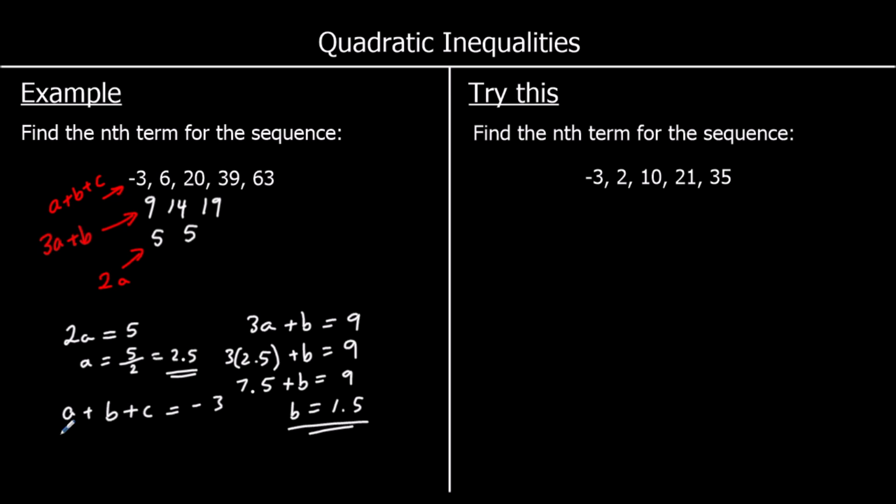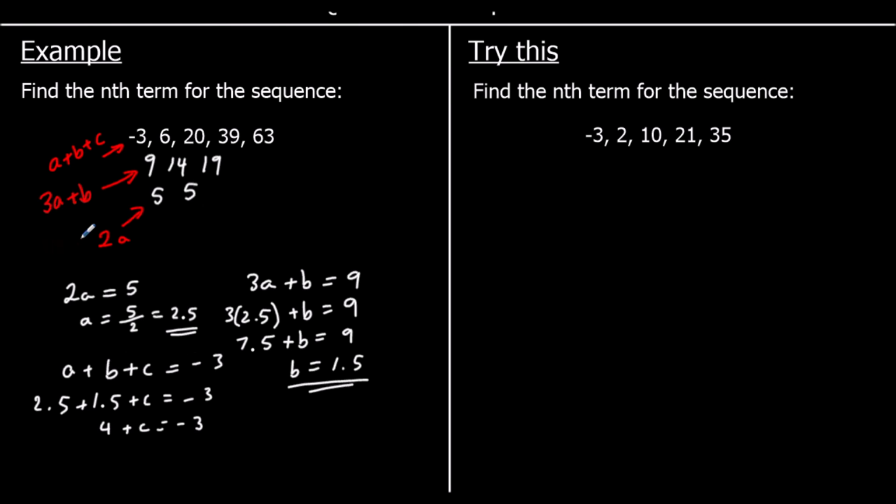A is 2.5. B is 1.5. 2.5 and 1.5 make 4. So 4 plus c is negative 3. Take 4 away from both sides. C is negative 7. So we have 2.5n squared plus 1.5n minus 7.